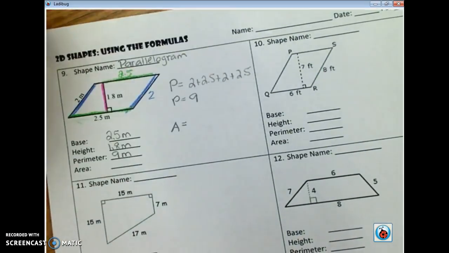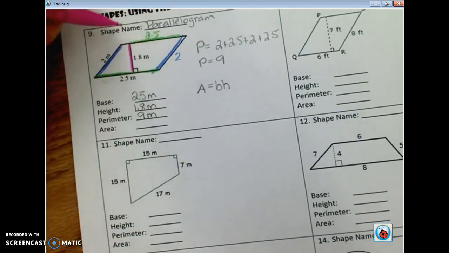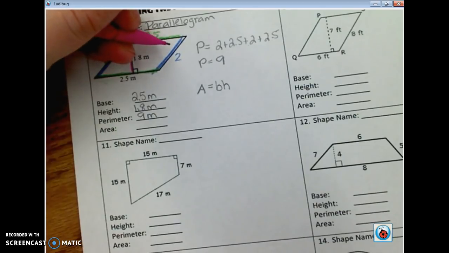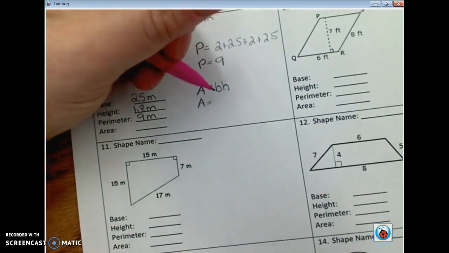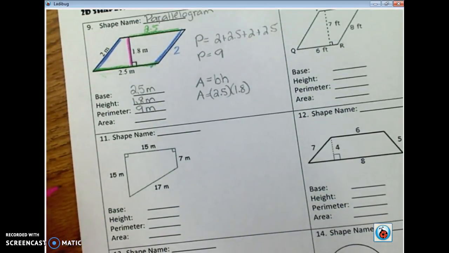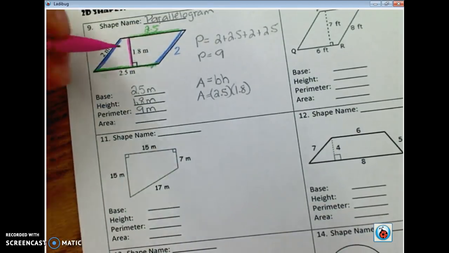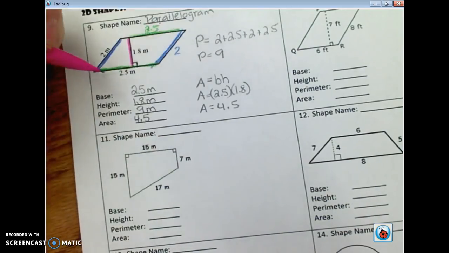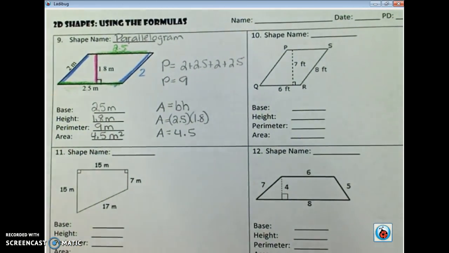Area of a parallelogram is the exact same as a rectangle and a square. It's base times height. But remember that base and the height are the ones that form the 90-degree angle, not the slanted line. So always look for the 2 lines that come together to form the 90, and those are the numbers that you multiply. So we're going to have 2.5 times 1.8. Get your calculator. Go ahead and do 2.5 times 1.8, and you get area equals 4.5, so 4.5 meters squared. Go ahead and pause the video and try number 10.